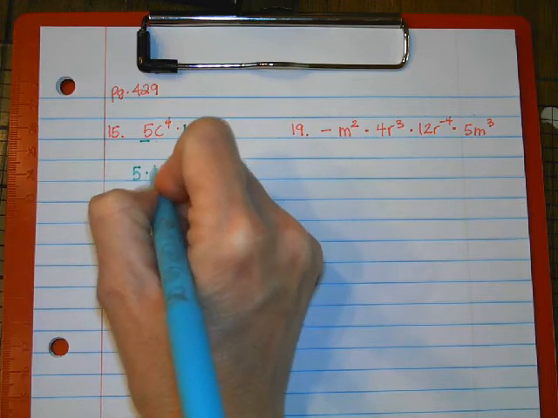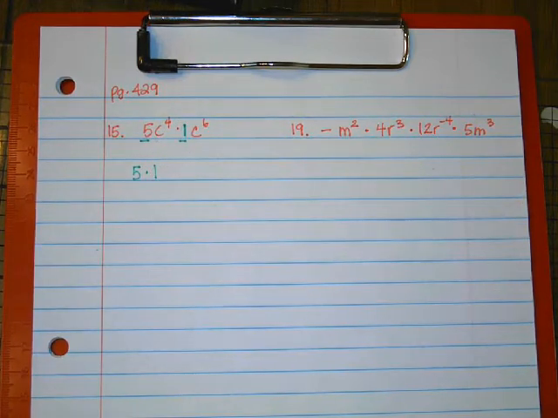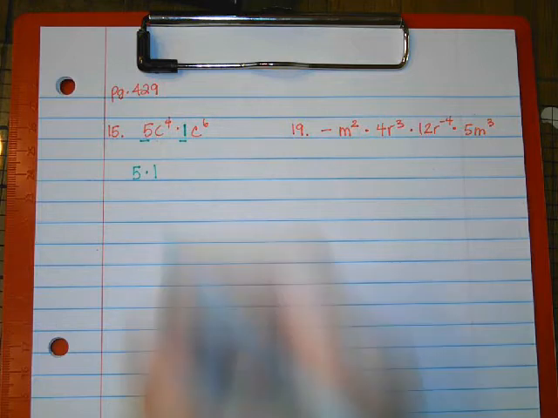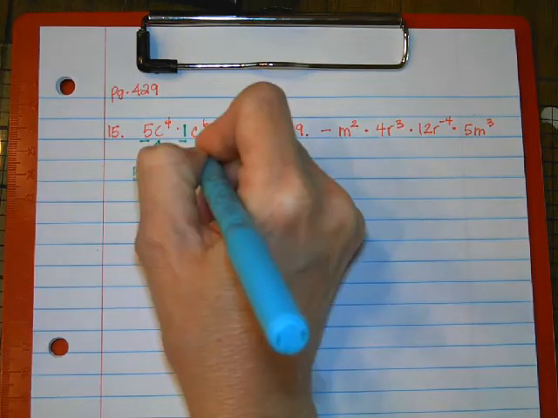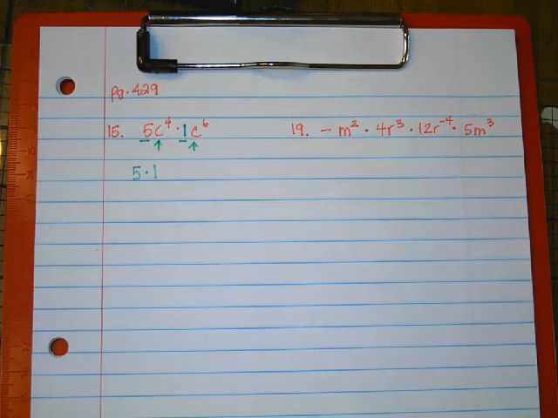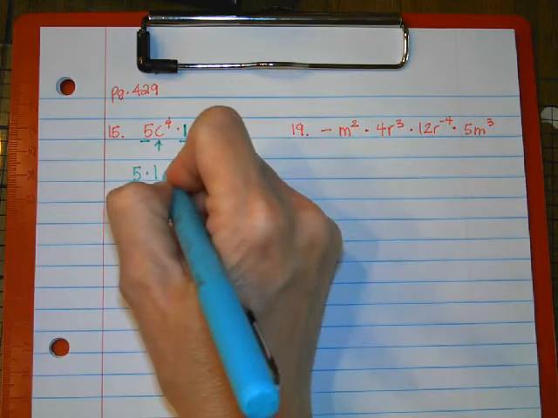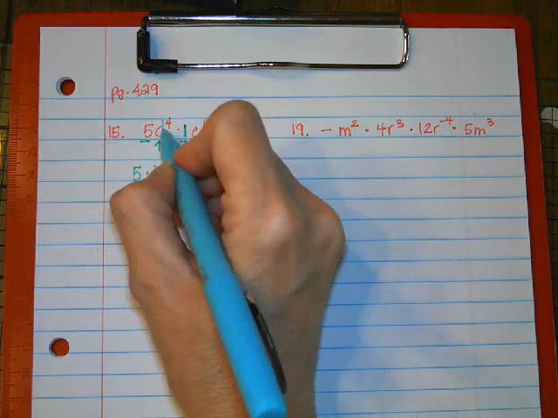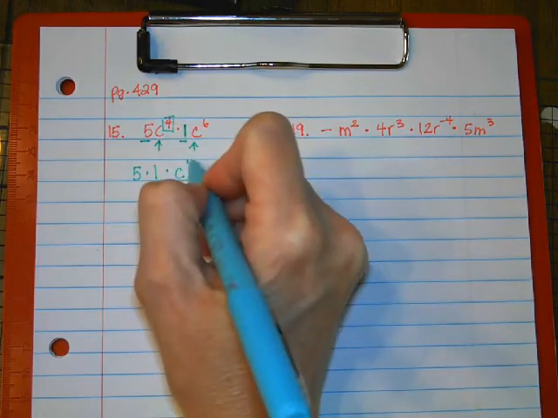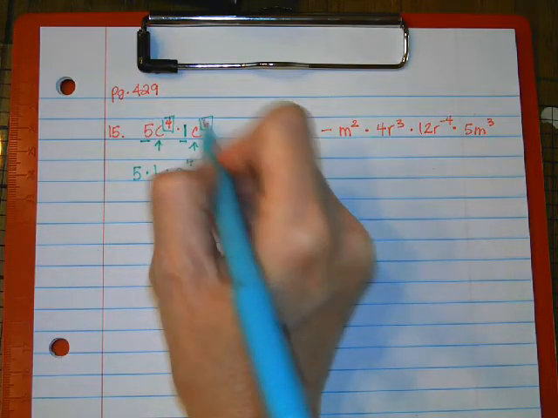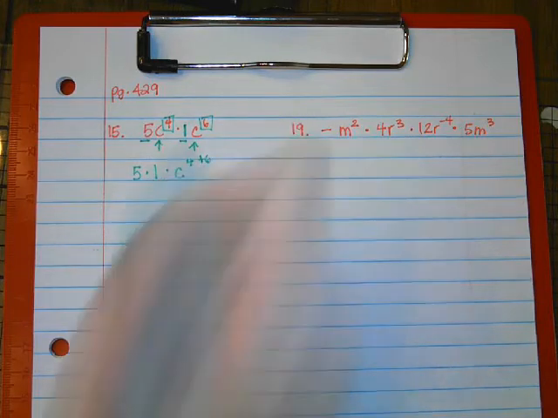5 times 1. All right, so Mr. Laquan, how many variables do I have? Correct, I have one variable, but it's repeated twice. Beautiful. So I have a c and another c. I don't have any other variables other than c. So to bring down that c, the exponent to this c is 4, and I'm going to add it to this exponent to that c, which is 6.